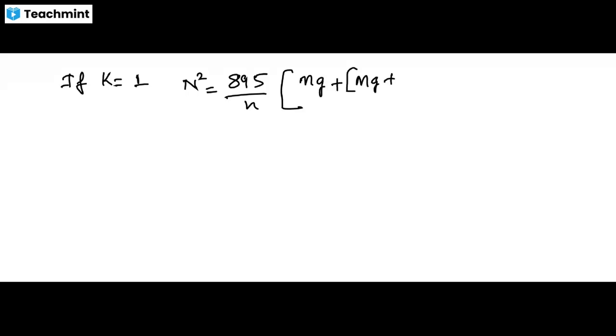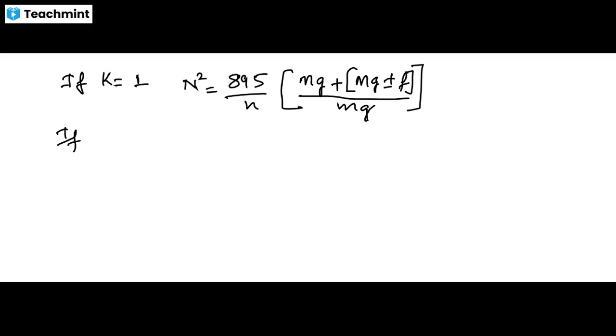If I write the equation, if k equals 1, then N square equals 895 divided by h, in bracket small mg plus, in bracket, capital Mg plus or minus f, whole divided by mg. Is it right? If you substitute k equal to 1, so 1 plus 1 equals 2, and in numerator and denominator the 2 is going to cancel.